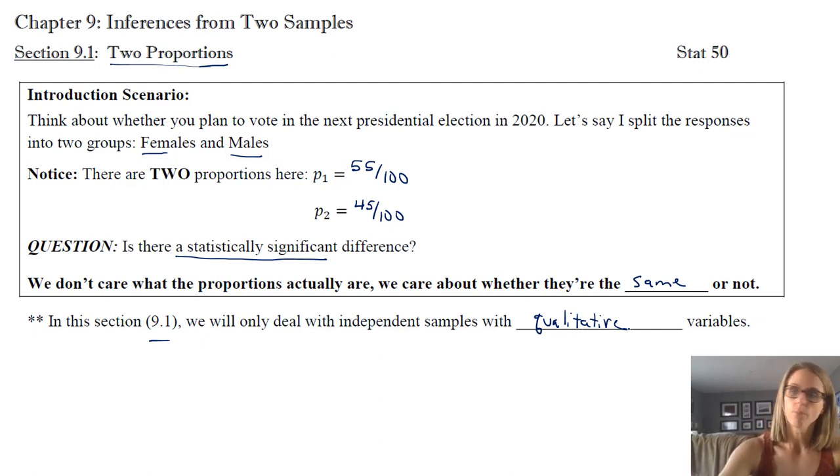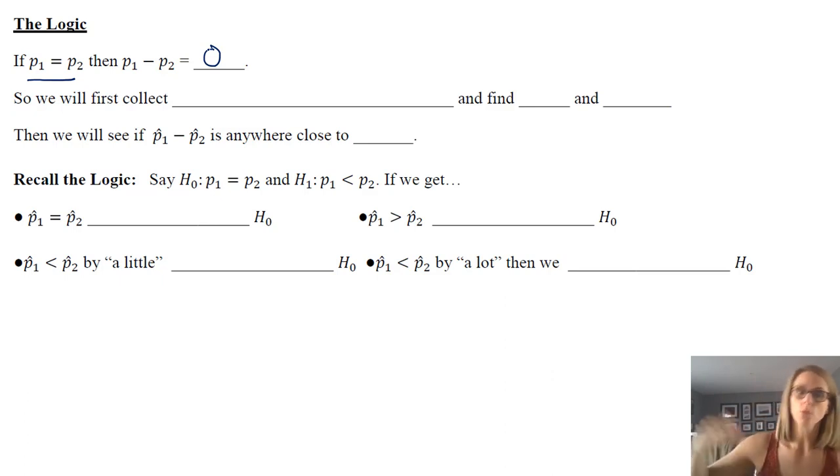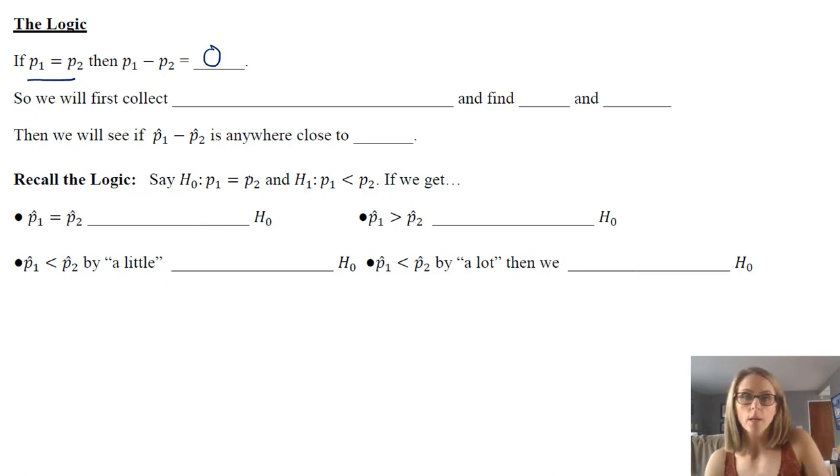All right, so let's think about the beginning of this. So the null hypothesis is always going to be, are the proportions equal? Now, if the proportions are equal, then their difference is 0. So we have p sub 1, p sub 2. Moving the p sub 2 to the other side, you have p sub 1 minus p sub 2 equals 0. So first, we collect sample proportions. So we collect sample data, and that will give us proportions.